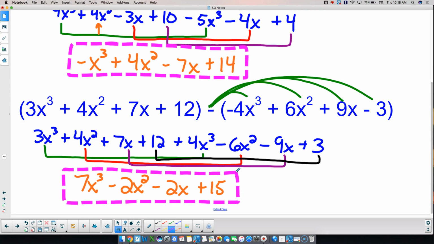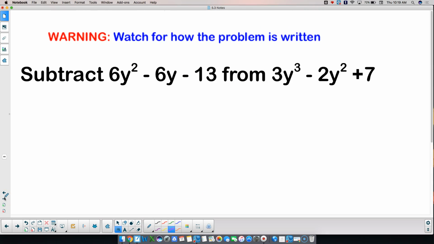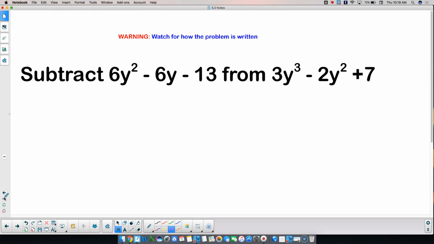Now, the downfall with subtraction. Addition, order doesn't matter. We've known that for many, many years. 2 plus 3 is the same as 3 plus 2. The downfall with subtraction is that 2 minus 3 is not the same as 3 minus 2. So order matters with subtraction, which means you have to pay extra close attention as to how the problem is written.